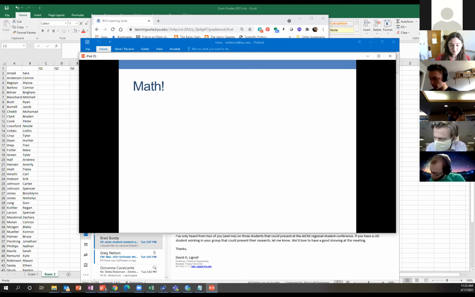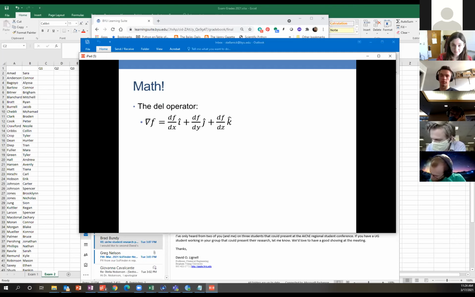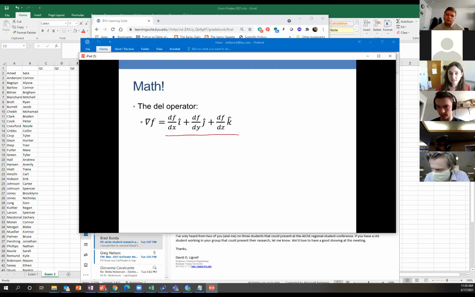Okay, a little bit about math. As Rankin was saying, that's the gradient symbol, that's the del operator. So gradient F or del F indicates this, all right? And I use i hat, j hat, and k hat to represent the x, y, z unit vectors. And that's just what I'm going to be using over the class. There are other notations. This is what I'm going to use. It's what the book uses as well.